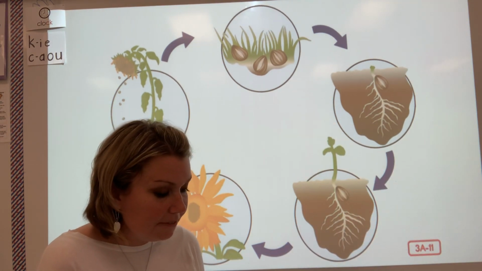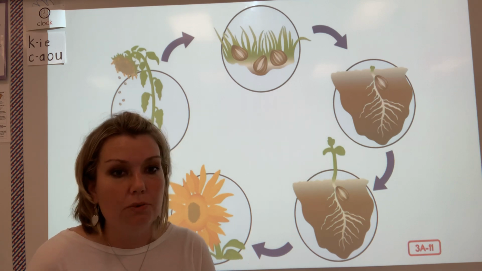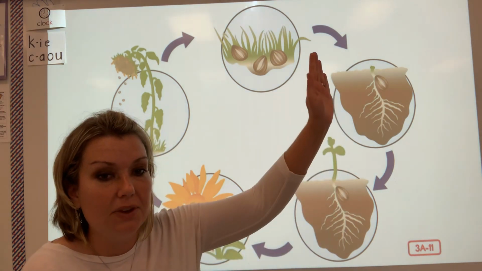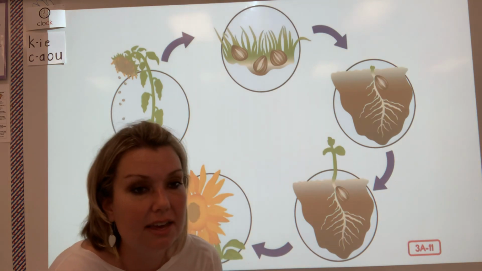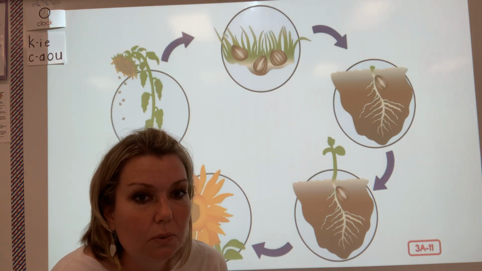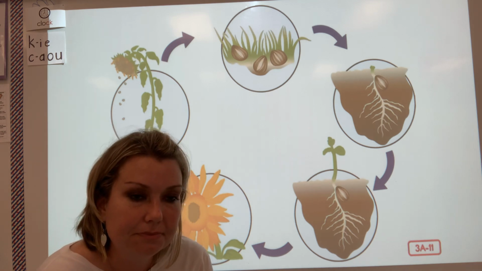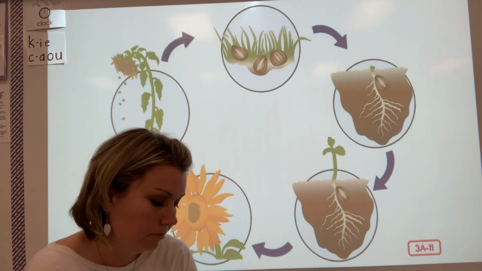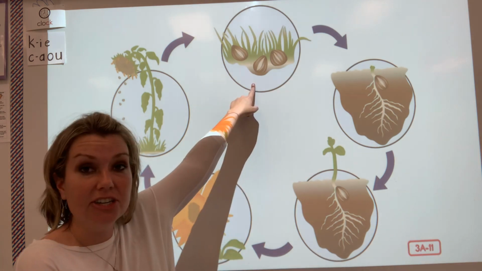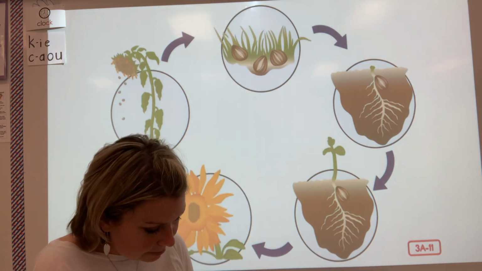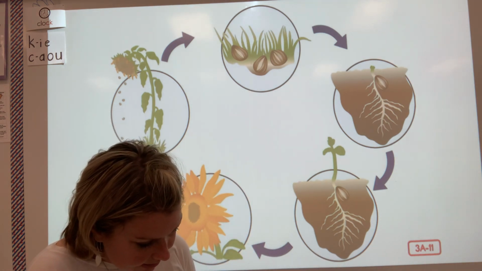A plant's life cycle begins with what? Where does a life cycle begin? Raise your hand. Where does a life cycle begin? Ooh, I have some friends that have really been paying attention. Anya? Seeds. It begins as a seed. You're exactly right. The plant's life cycle begins as a seed.